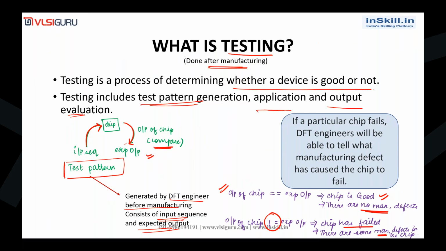Okay, so these test patterns will be generated by the DFT engineer before manufacturing itself. So they will consist of the input sequence and expected output. The input sequence will be applied onto the chip, and then the output of the chip will be compared with the expected output. If the output of the chip is equal to the expected output, the chip is good. There are no manufacturing defects. If the output is not equal to the expected output, the chip has failed. There are some manufacturing defects in the chip.